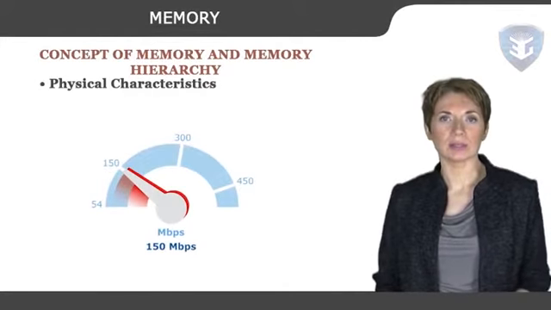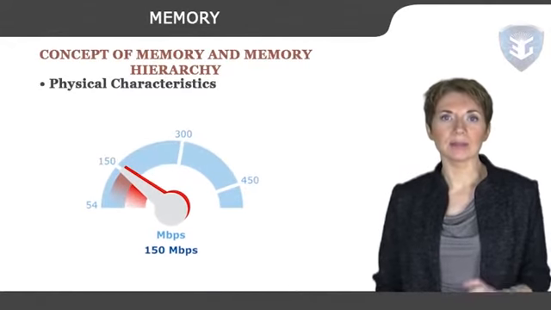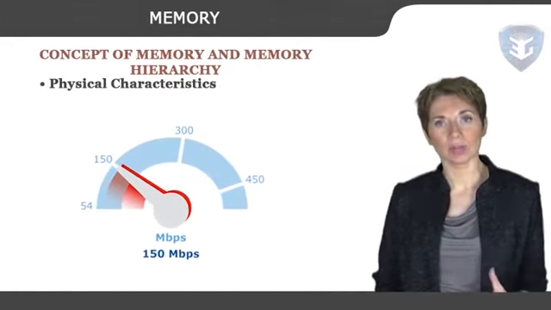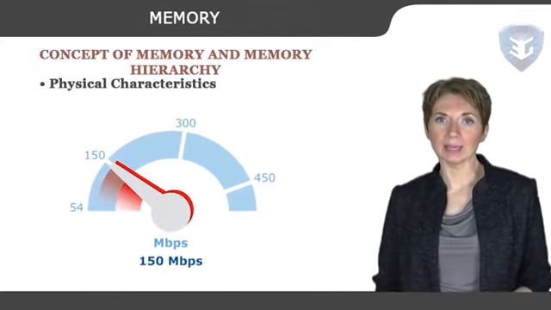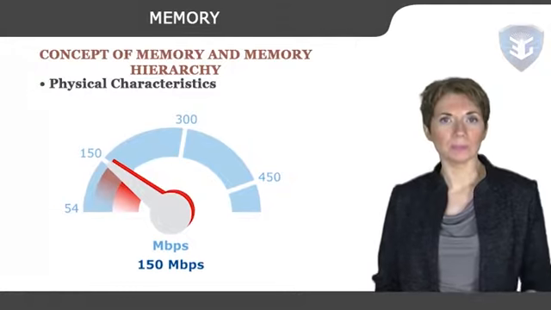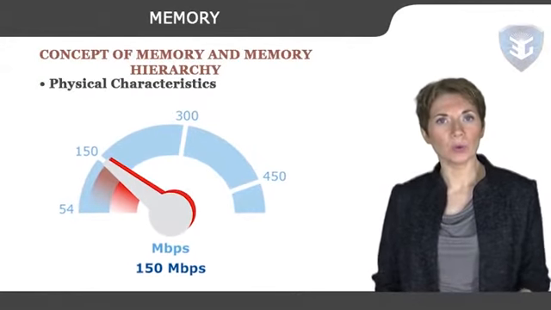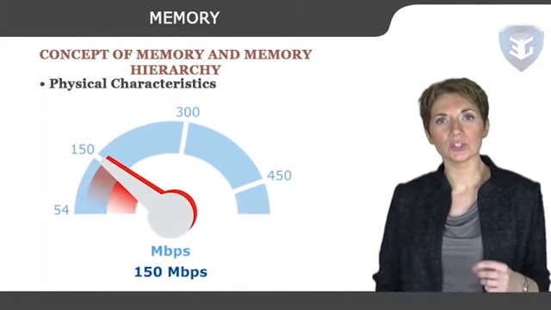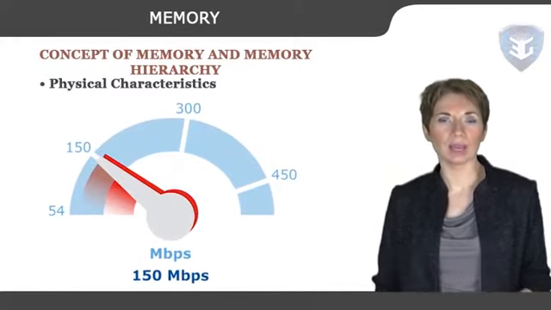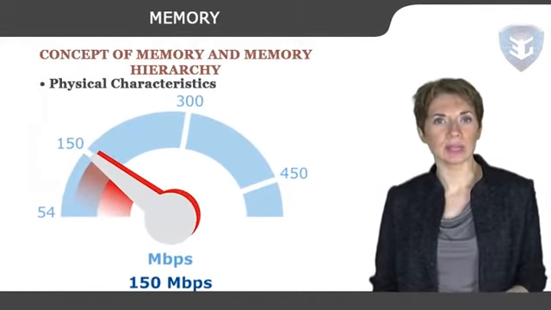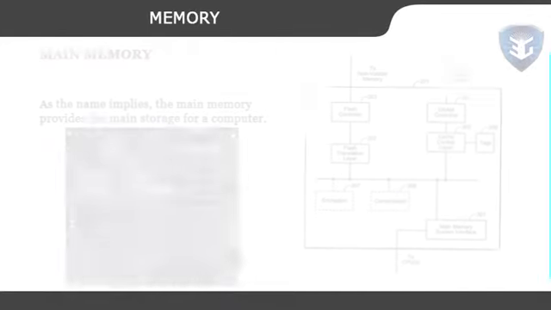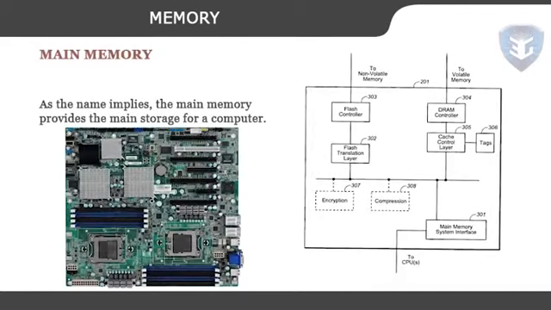Physical characteristics. In this respect, the memory devices can be categorized into 4 main categories: electronic, magnetic, mechanical, and optical. One of the requirements for a memory device is that it should exhibit two well-defined physical states, such that 0 and 1 can be represented in those two states. Now we will study main memory.